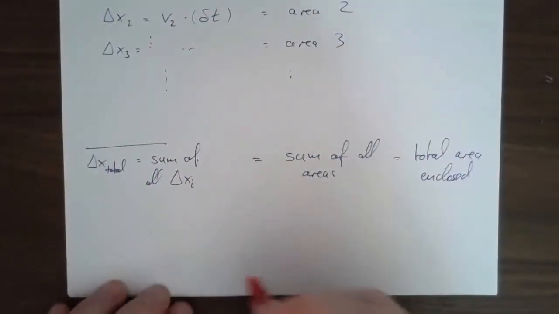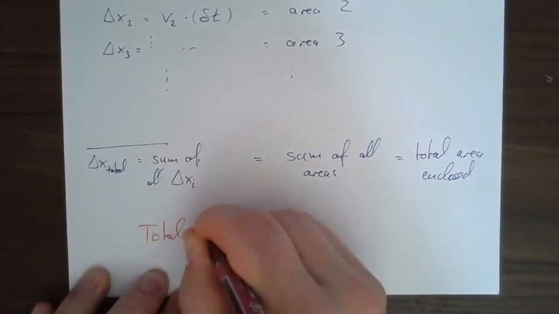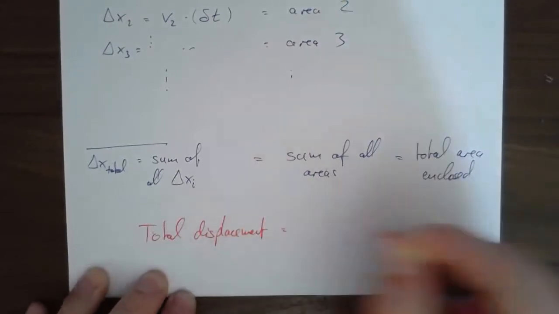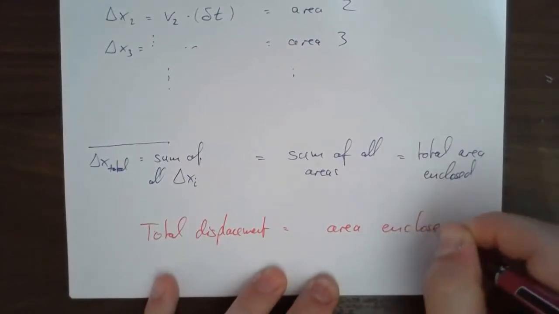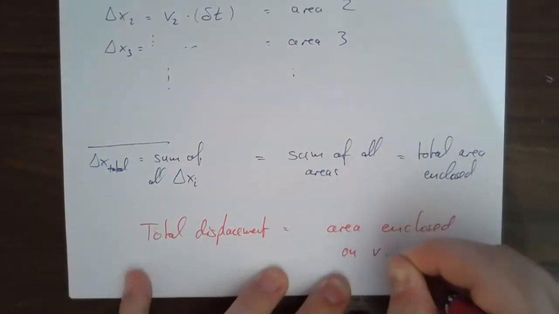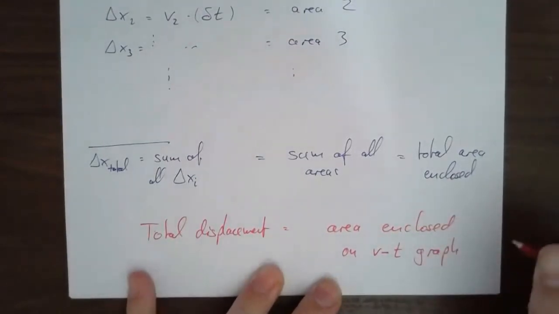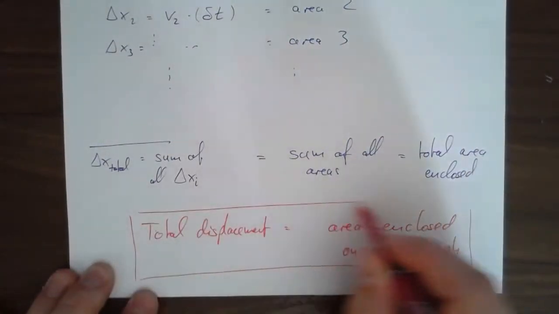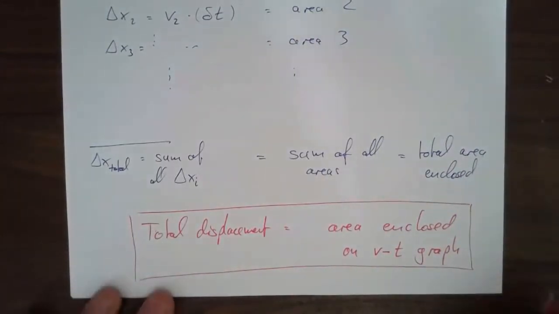It's important that the total displacement is the area enclosed on the vt graph. By enclosed, I mean by the edges of the time interval that we care about, during which the acceleration occurs, the time axis, and the function itself.